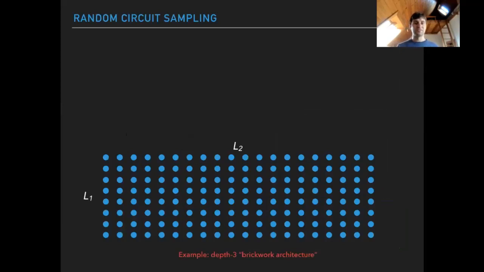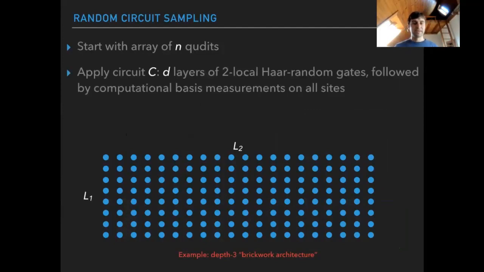So now I'll define the actual computational task we'll be studying here. And this is called random circuit sampling, and it corresponds to the task that Google's proposal is built on. So looking at the cartoon in the bottom of the screen, we imagine that we start with an array of n qubits represented by the blue dots. And then we apply some random circuit consisting of some number of layers of 2-local Haar gates, followed by measurements on all sites in the computational basis.